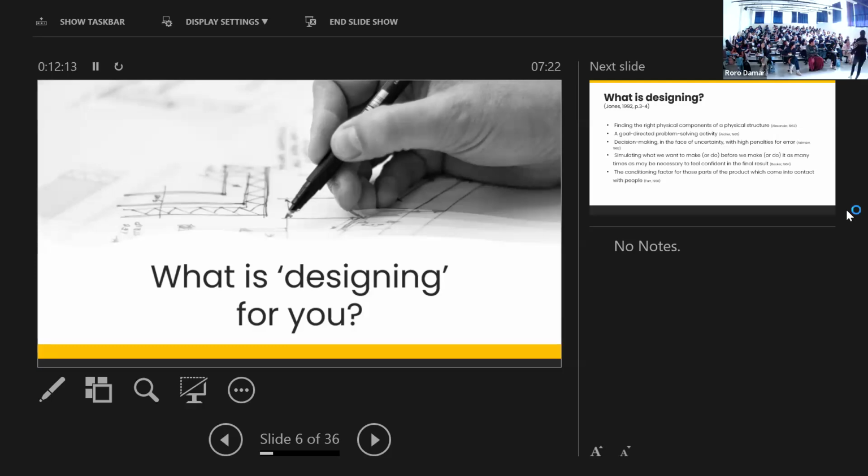Yeah, Mbak, can you use this mic so that people in Zoom can hear? Sorry, ya. What is designing? Test. No, not that, only for Zoom. Oh, for Zoom. Go.